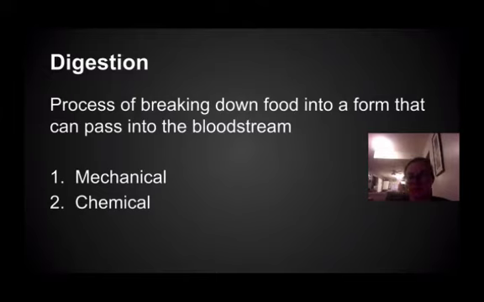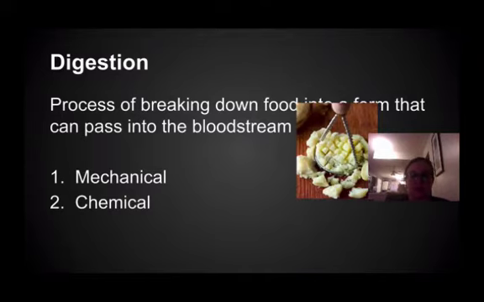So remember, the blood is in charge of carrying nutrients and other things around the body, and digestion is what takes the food and breaks it down into something that can pass into the blood. There are 2 types of digestion. There's mechanical digestion. Mechanical digestion is physically mashing up and breaking big pieces into smaller pieces. And then there's also chemical digestion, and chemical digestion takes those smaller broken down pieces and turns them into nutrients.